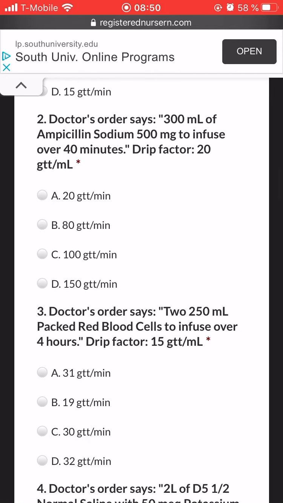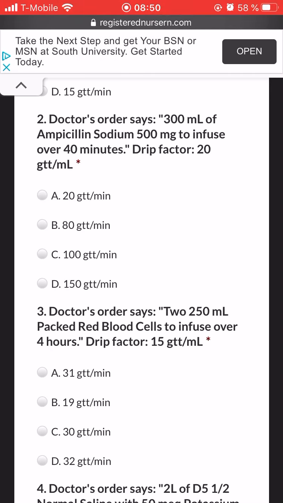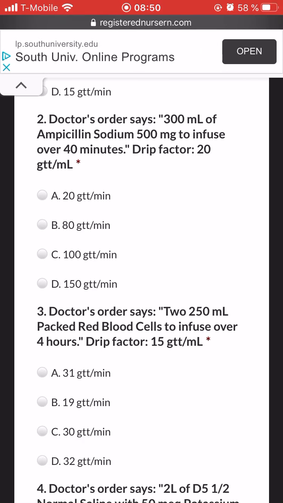Doctor's order says 300 milliliters of ampicillin. Skip that second line. It doesn't have anything to do with the question. So 300 milliliters, we have the volume. We have the 20 gotas per milliliter, and we have the 40 minutes. Perfect. So we already have the minutes. We don't have to do any conversions.